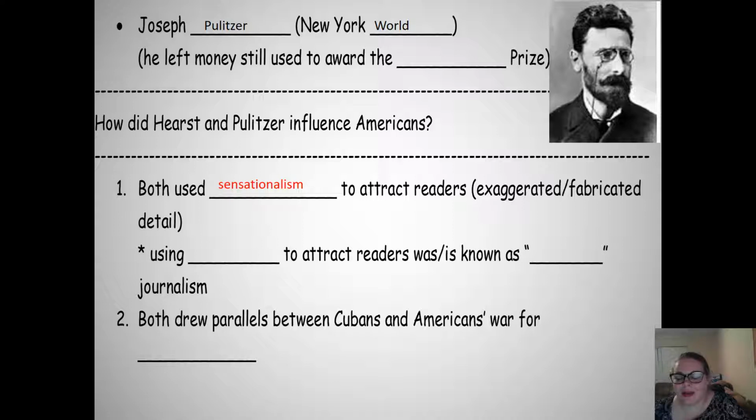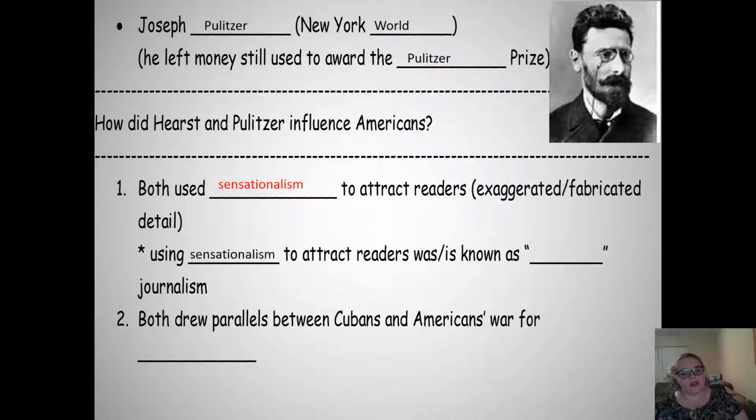Pulitzer is the guy that sets up the money that is still used today to award the Pulitzer Prize for journalism, okay? So they're fighting against each other. They're both trying to do whatever they can to sell more papers than somebody else. There's a couple things they're going to do to influence Americans. And the first one is they're both going to use sensationalism. Okay? Sensationalism is a vocab word. You must know what it means.